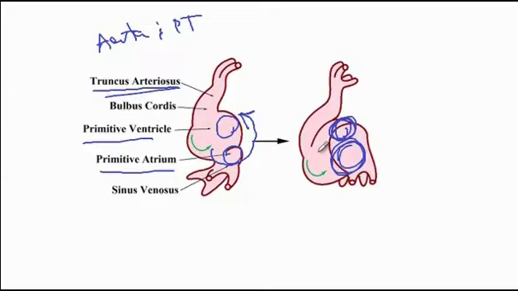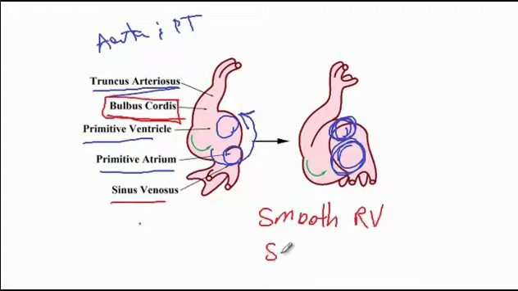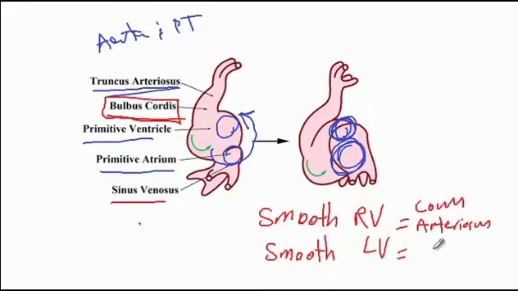Now, I would like to discuss structures that arise from bulbus cordis and sinus venosus. So bulbus cordis gives rise to the smooth portion of the right ventricle, as well as the smooth portion of the left ventricle, and you will have to know their scientific name. So the smooth portion of the right ventricle is called conus arteriosus, versus the smooth portion of the left ventricle, which is called aortic vestibule.